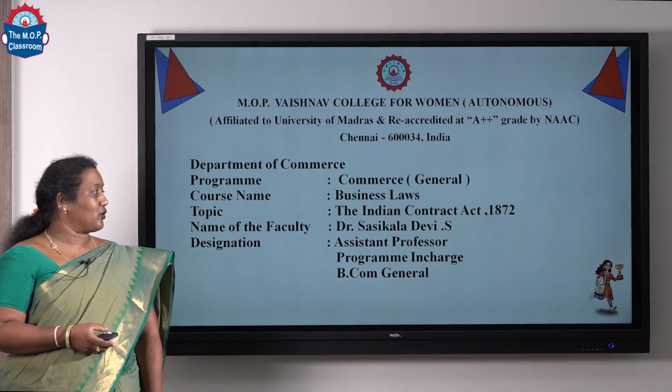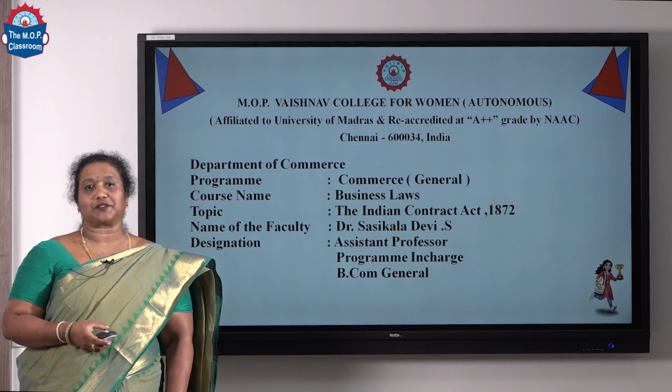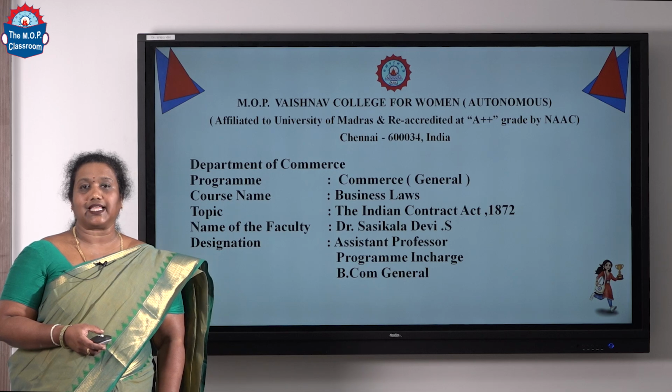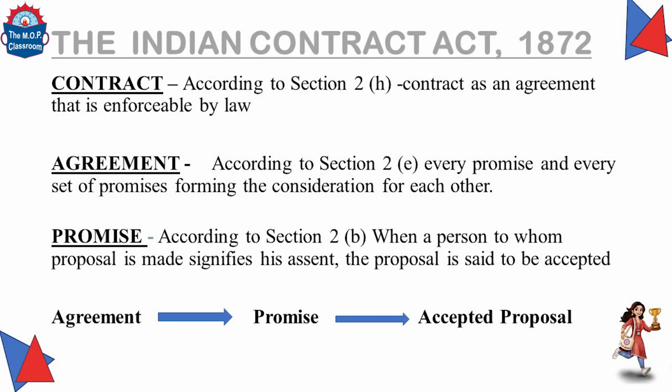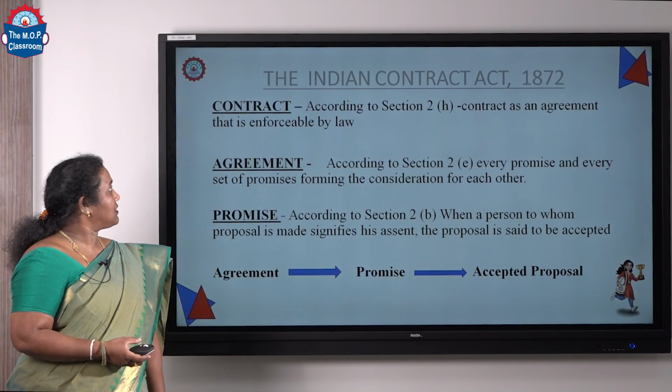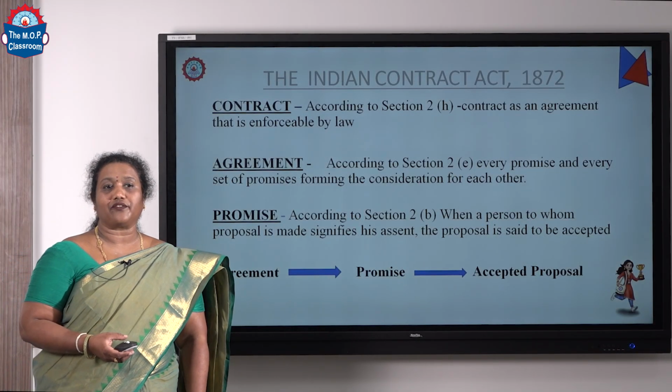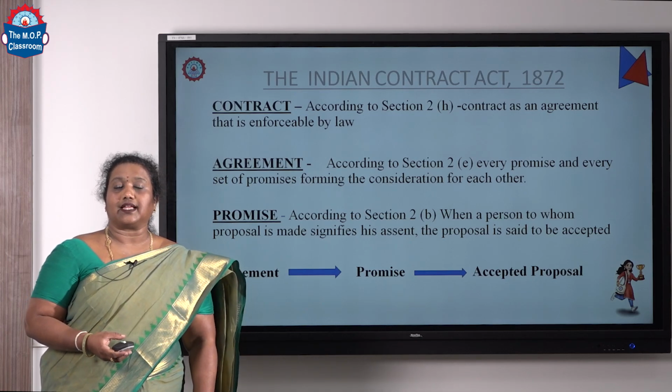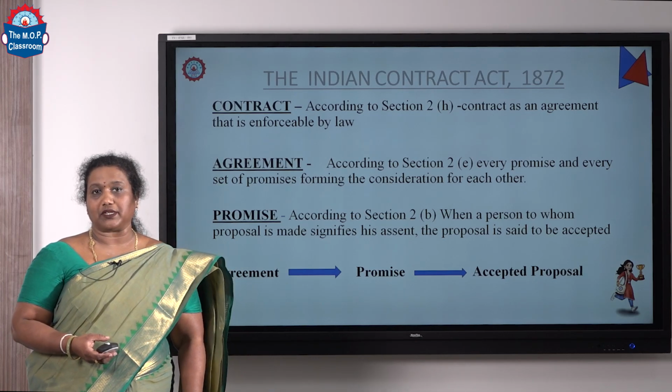So today we are going to look into the different concepts under the Indian Contract Act 1872. So let's see the concepts under the Indian Contract Act. Let me start off with the definition of what is a contract. A contract is an agreement that is enforceable by law. So we can divide the definition into two: agreement plus enforceability.